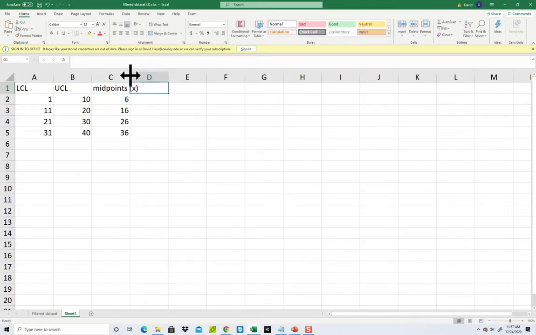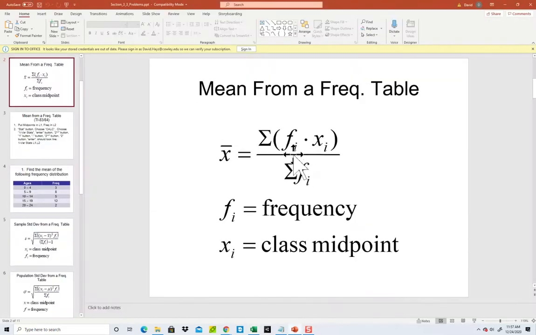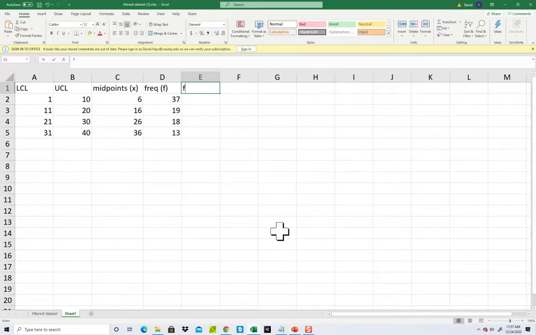Now I'm doing this in Excel, but you could equally do this on paper if you're doing these by hand. Doesn't change any. And this is our frequency f. And from your problem, we have 37, 19, 18, 13. Okay, so my formula is I need f times x. And I know you got this part already.